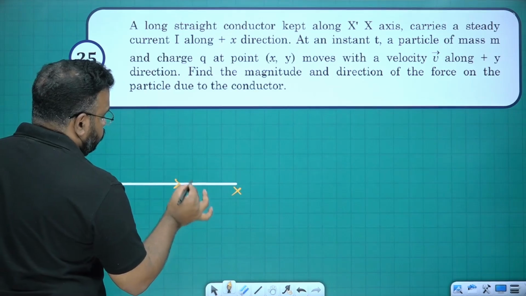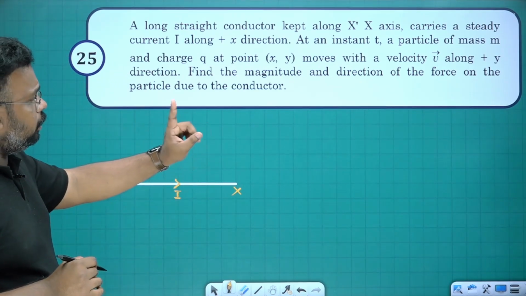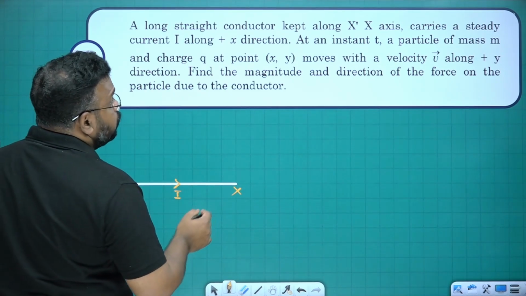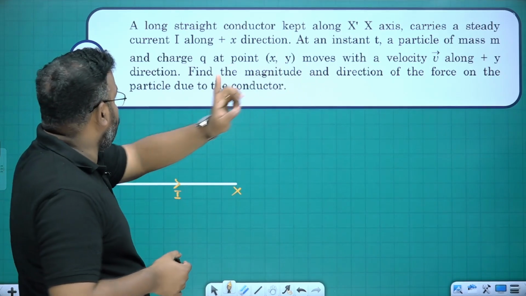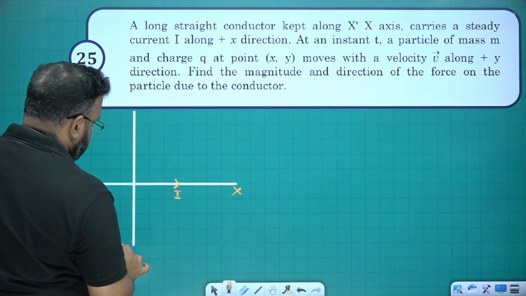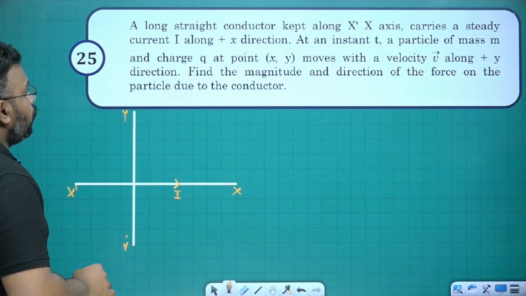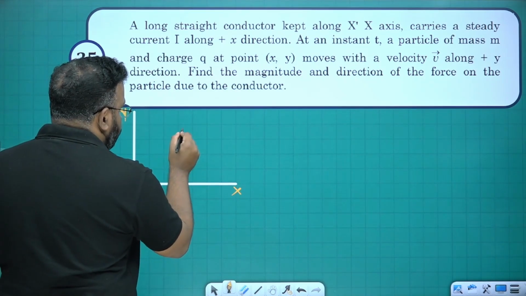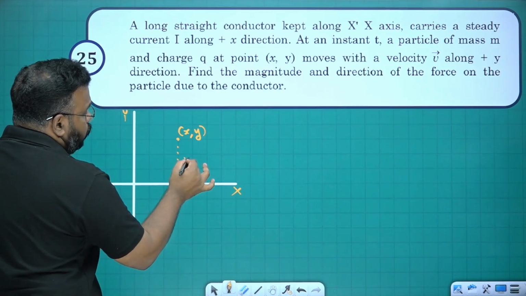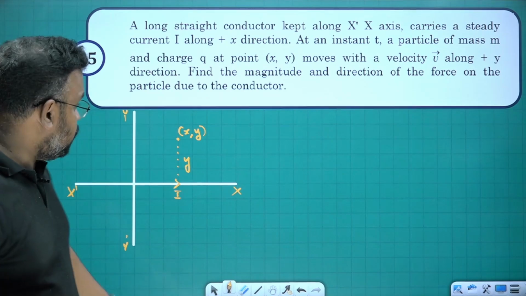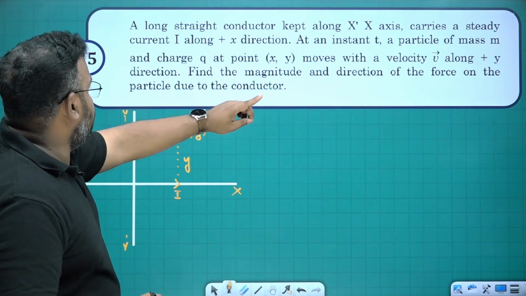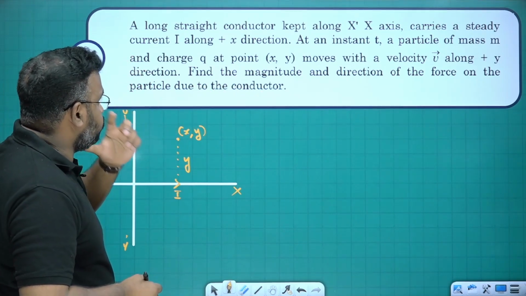So current is going like this. At an instant t, a particle of mass m and charge q is at point x, y. So there is a coordinate system, with coordinates x, y. It moves with a velocity v along the positive y direction. So let me show this as the positive y direction. This is y dash and this is y. And where is the particle? The particle is at any point x, y. If this point is x, y, this distance will be equal to y, the y coordinate. That means that point, wherever it is, is at a perpendicular distance y from our straight conductor. Got it?